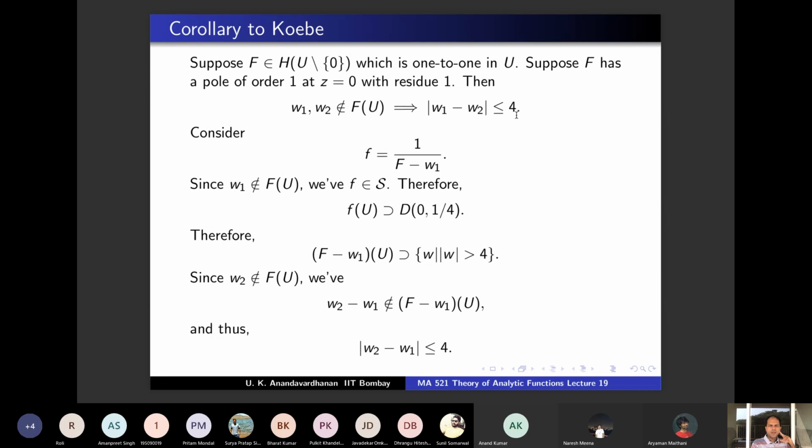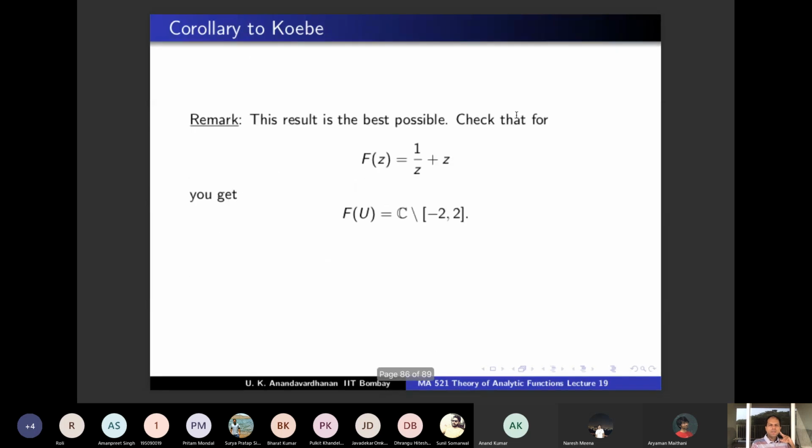In general, you cannot decrease this 4. For example, in that particular example, 4 does come, right? 2 minus minus 2 is 4. So in general, 4 can come. So this is the best possible. This is the first remark.